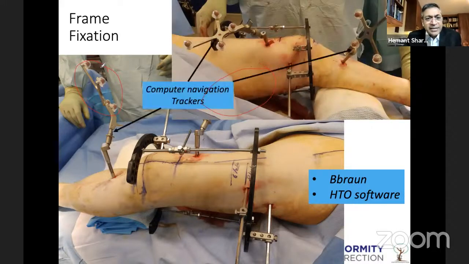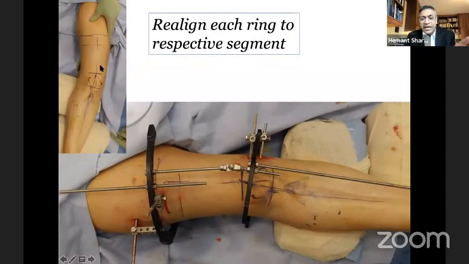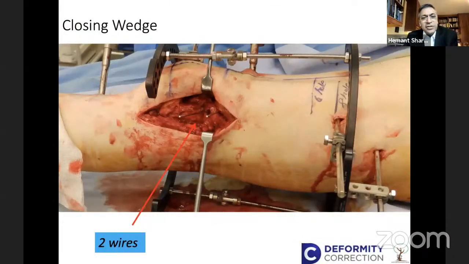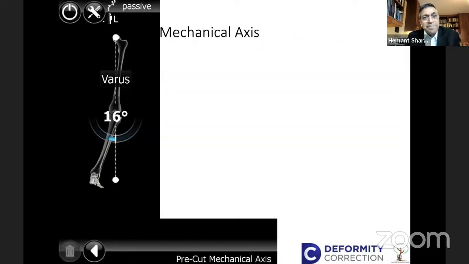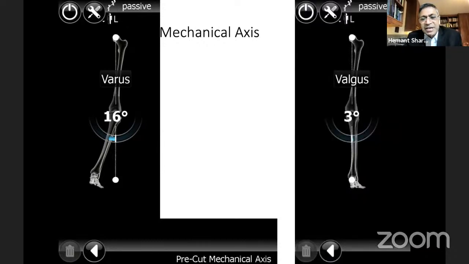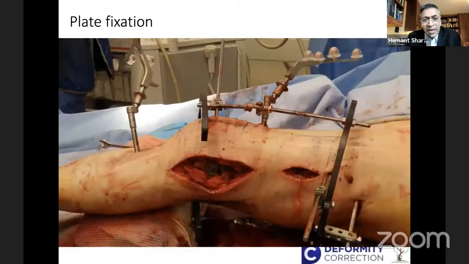Once you've done all that, you align, which I've shown you, and then this was a closing wedge osteotomy. You put two wires, and this is the picture you get. In this case, there was 16 degrees of varus when I started, and when I finished, I ended up with 3 degrees of valgus. These are the pictures on table with the navigation, and this is a navigation for the total knee.